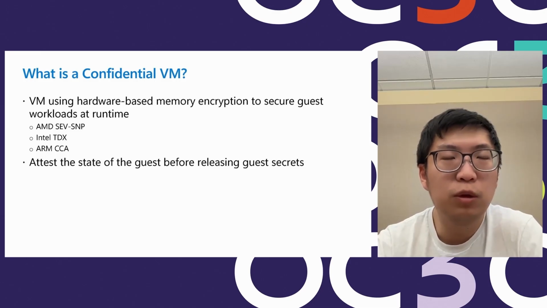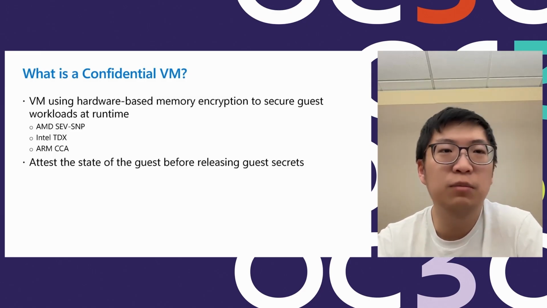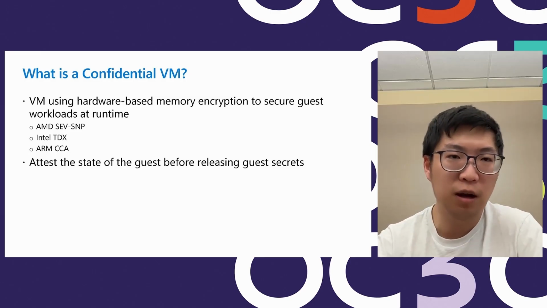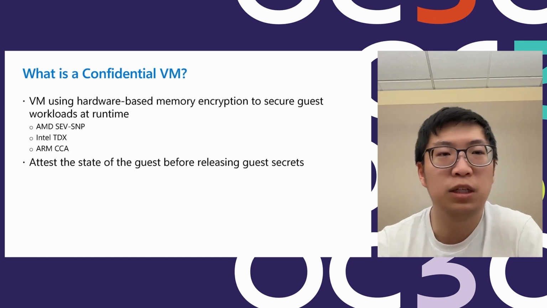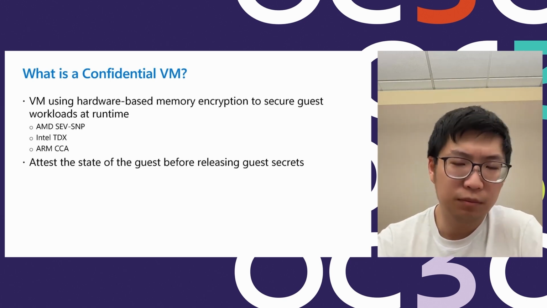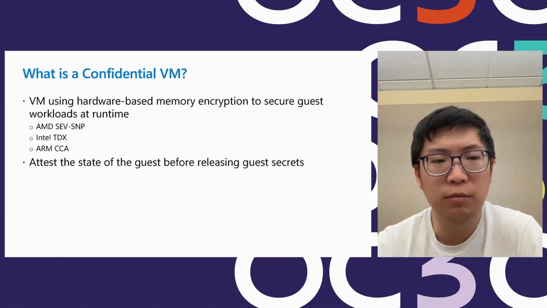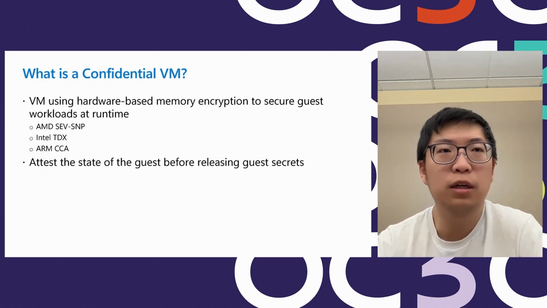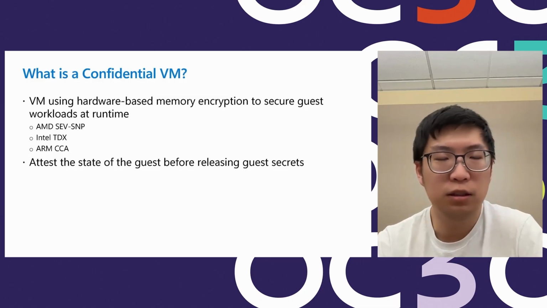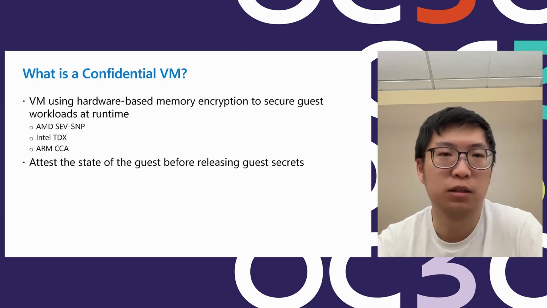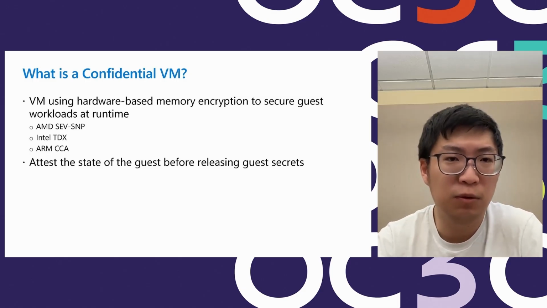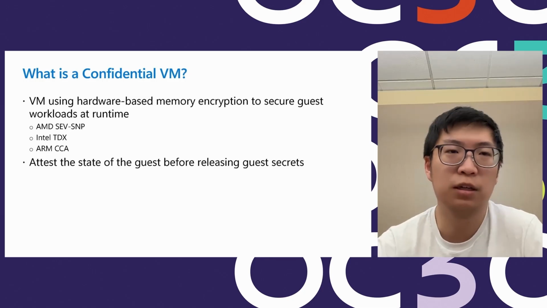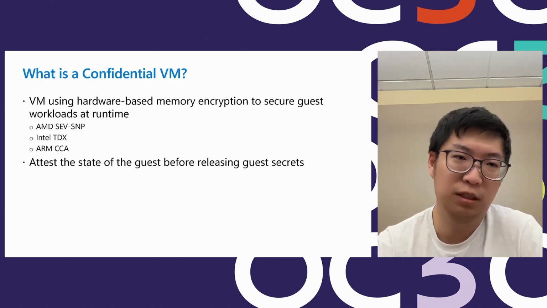So what is a confidential VM? Here, we're defining a confidential VM as a VM that is using hardware-based memory encryption to secure guest workloads at runtime. These are technologies like AMD SEV-SNP, Intel TDX, and ARM CCA, and these all provide a mechanism to run a guest that has its state fully encrypted from the host, so the host can't access it. Additionally, with a confidential VM, we can attest the state of the guest before releasing secrets to that guest. This is done via launch attestation, etc.